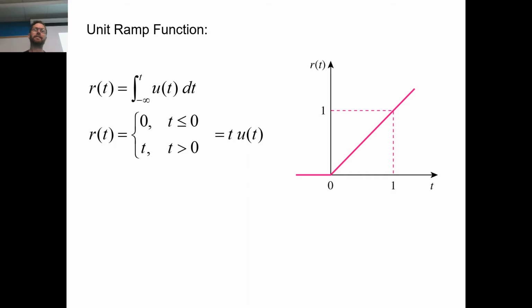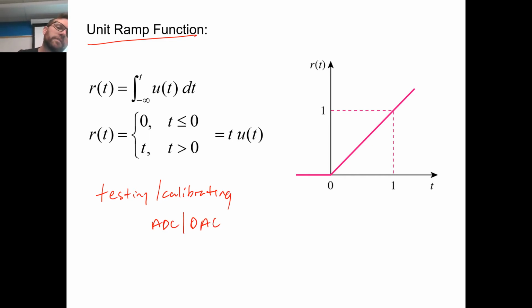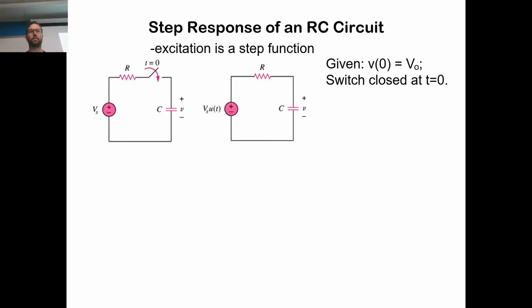Yeah, it's really cool. Last, there's a function called the unit ramp. It does what it sounds like. It is 0 for all time before the switching event occurs, and then it starts to ramp at a slope of 1. It's the integral of the unit step function, and they're useful in doing all kinds of testing. These are used for testing and calibrating codec systems, so analog to digital converters and digital to analog converters. Really useful for that kind of work.